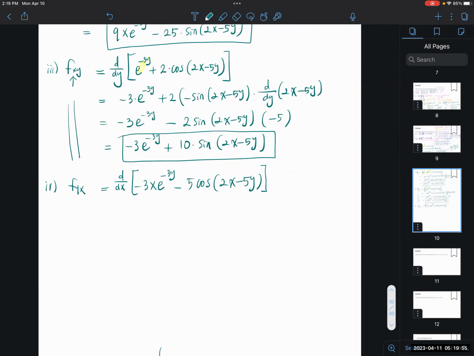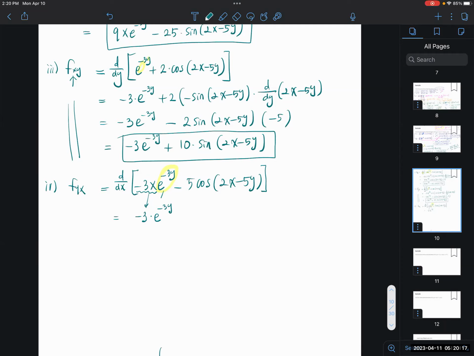All right, so I just see the x. So now this is the constant, so you're going to keep it as a constant. So that's going to be negative 3. And you're going to keep e to the negative 3y. That's a constant. So this one only negative 3. And then this one is a constant. You're going to keep the same thing. And then cosine will be what?